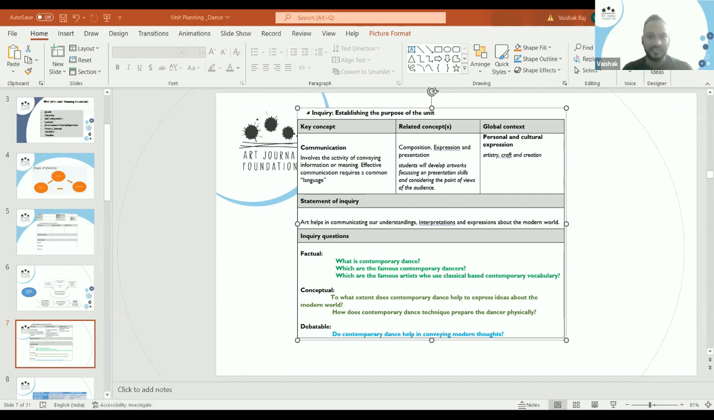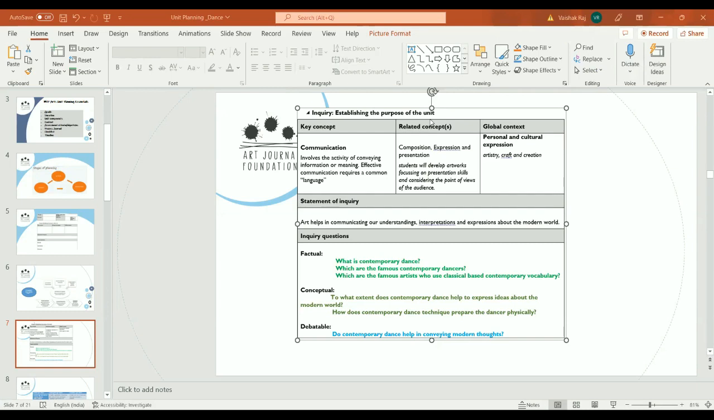Okay. I think all of us are having a very good statement of inquiry. I will take a little 15 more minutes so that we can do this. Now, factual, conceptual, and debatable questions. A lot of confusion regarding this. I like to see it like that. If I talk about contemporary dance, what is contemporary dance? What are the elements used in contemporary dance? Factual question. That means if I Google it also, I'll get it. So those are fact-based, skill-based questions.